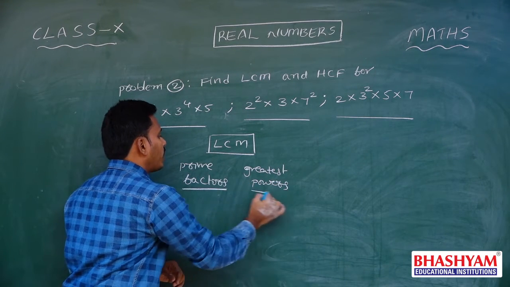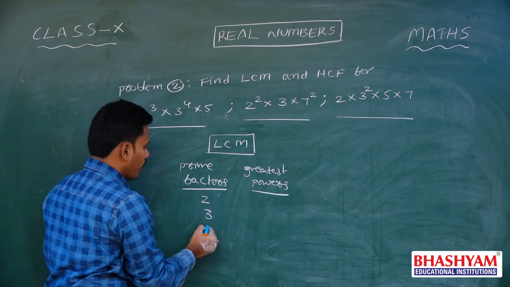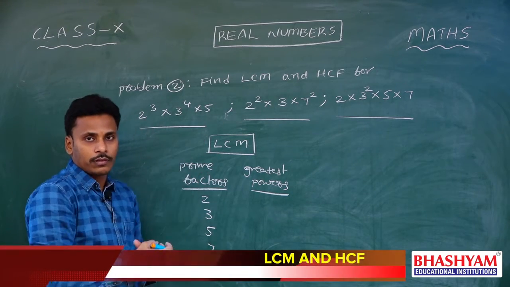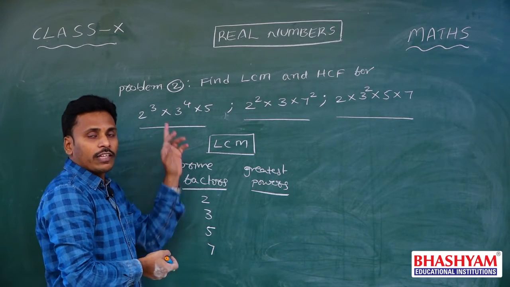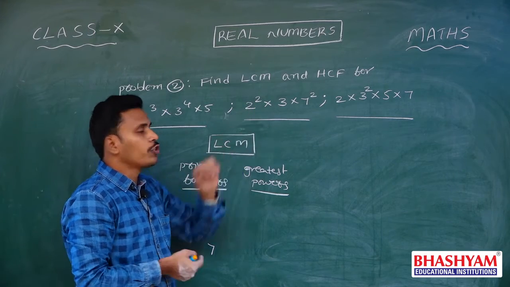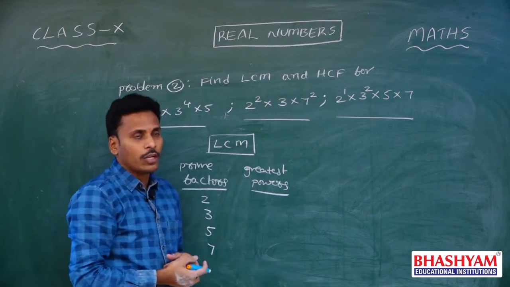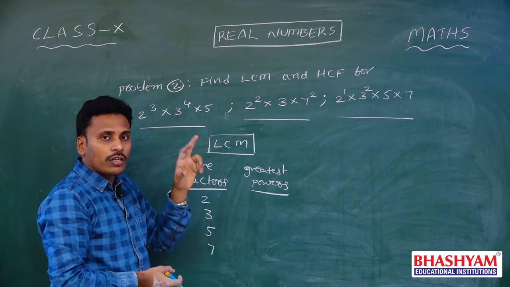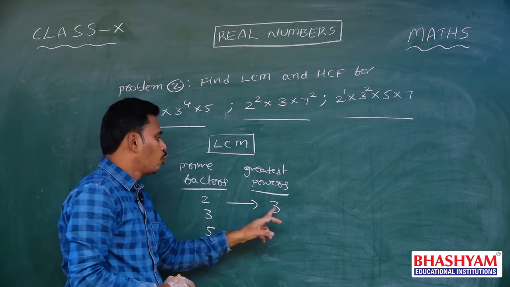Right. See, what are the involved prime factors? 2 is involved, 3 is involved, 5 is involved, as well as 7 is also involved in these three numbers. And now, for 2, you need to identify the greatest power. In the first number, power of 2 is 3. Second number, power of 2 is 2. Third number, power of 2 is just 1. So, the powers of 2 are 1, 2, 3. Among these three, the greatest power is 3. So, the greatest power for the prime factor 2 is 3.